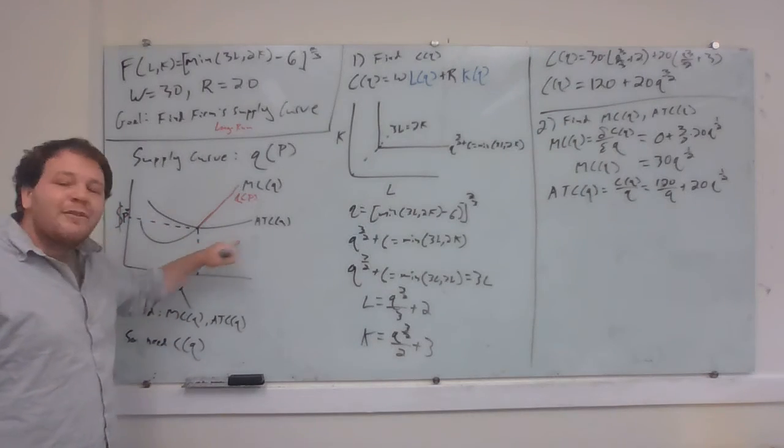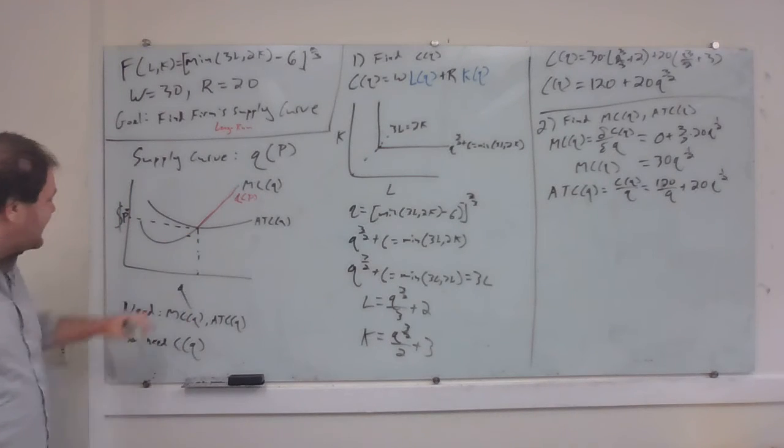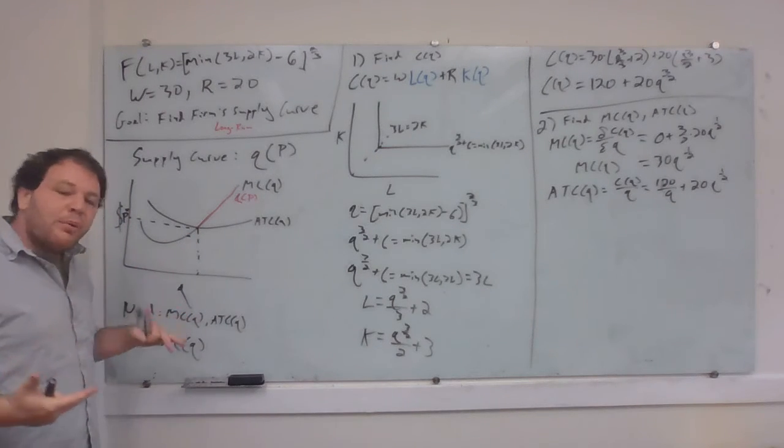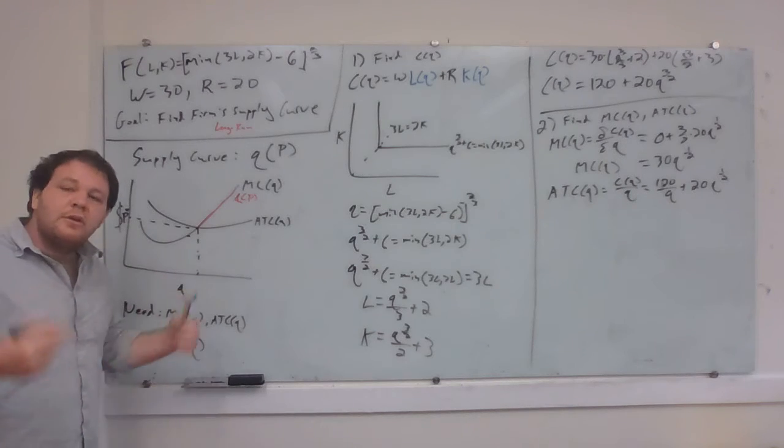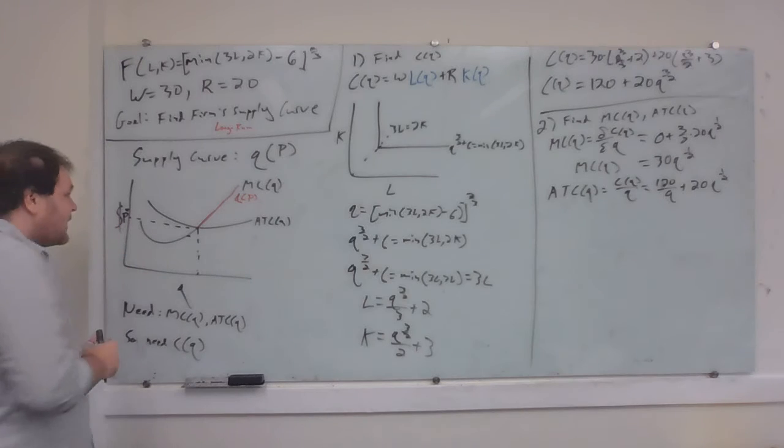If marginal cost is above average total cost, it's going to be worthwhile to produce. But if marginal cost is below average total cost, then the best case scenario output is not going to produce enough value to justify keeping this firm open at all. So how are we going to find P star?